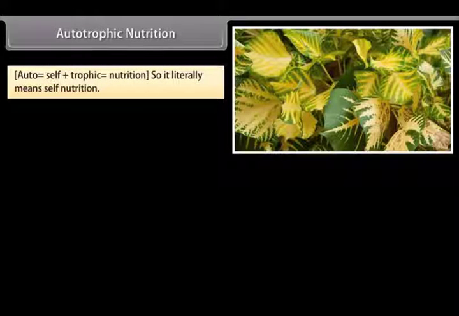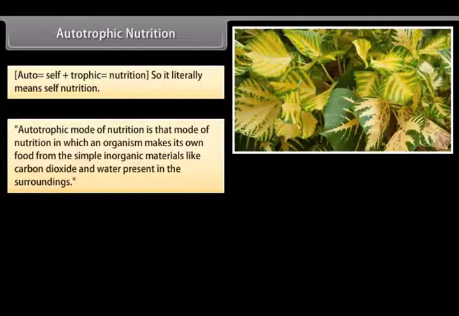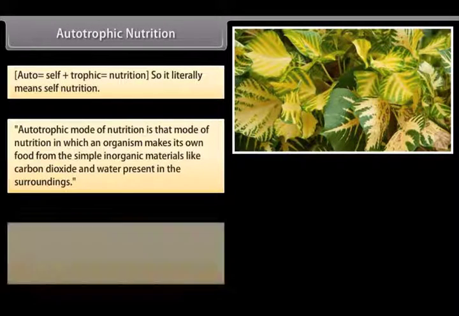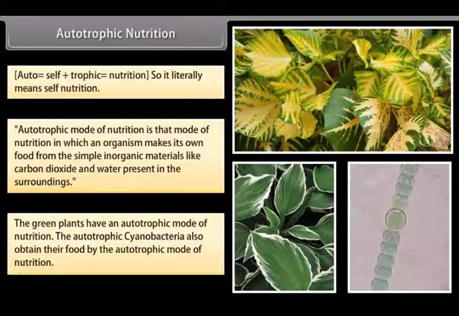Autotrophic nutrition. Auto means self and trophic means nutrition, so it literally means self-nutrition. The autotrophic mode of nutrition is that mode in which an organism makes its own food from simple inorganic materials like carbon dioxide and water present in the surroundings. Green plants have an autotrophic mode of nutrition. The autotrophic cyanobacteria also obtain their food by the autotrophic mode of nutrition.